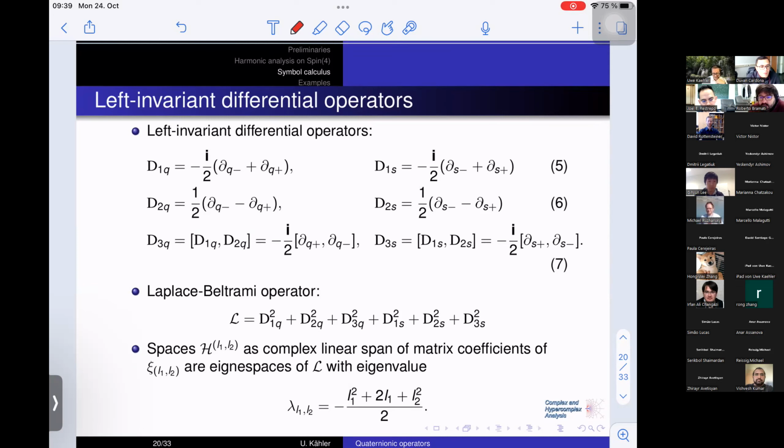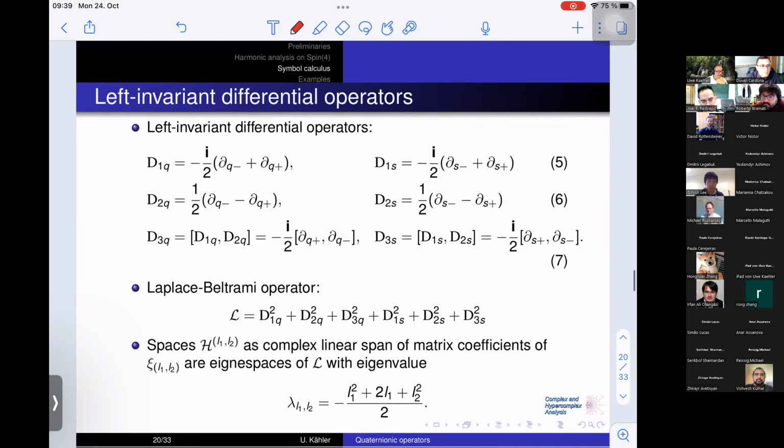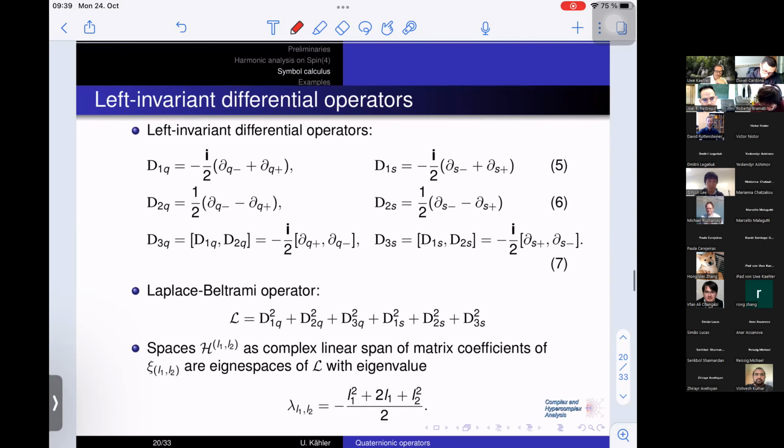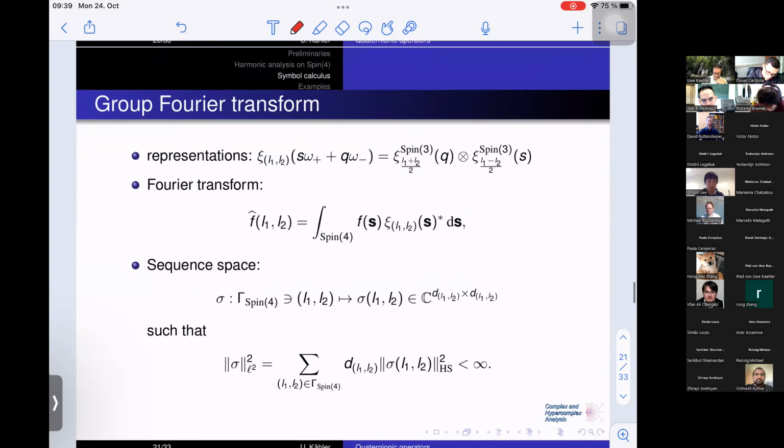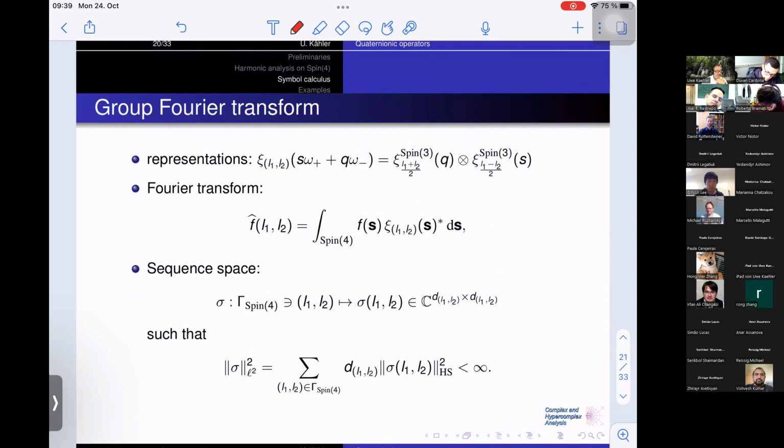And principally, especially in the examples later on, we work with D. Those are the differential operators which work on spin n functions. So the group Fourier transform is now straightforward after all of that. I mean, it's just writing it down. We have our representations written in this form. They are spin 4 representations written like spin 3 times spin 3 representations. And the Fourier transform is just formally integrating over spin 4 against the representations. And that gives you the coefficients, the lattice coefficients, L1, L2.